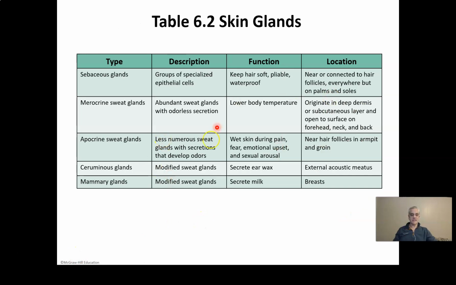Right, so here's the usual table of the stuff you need to know. Sebaceous glands, those are holocrines. The eccrine sweat glands, the apocrine sweat glands, ceruminous glands, mammary glands.